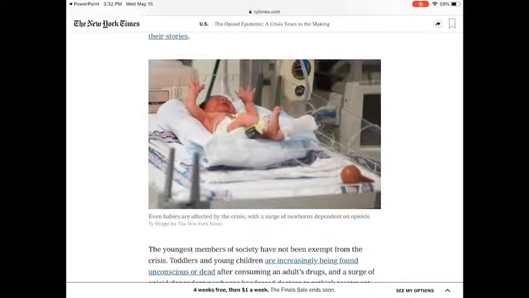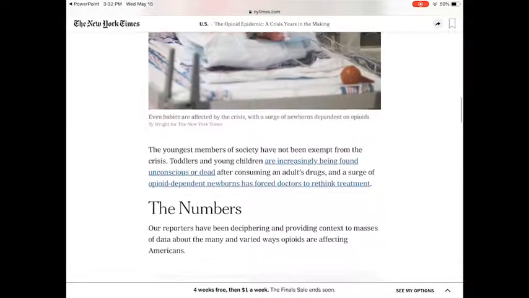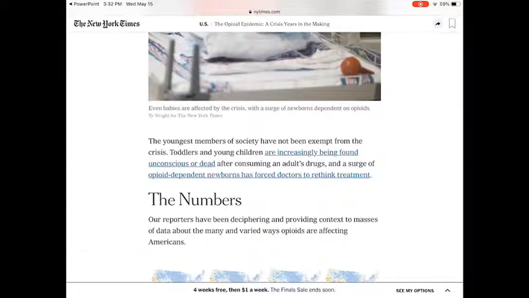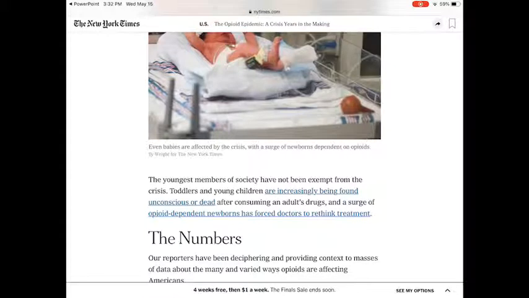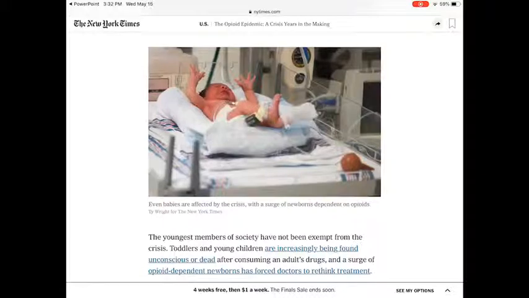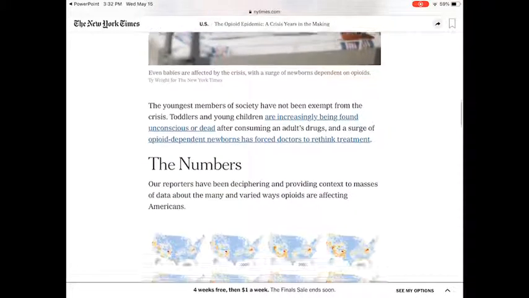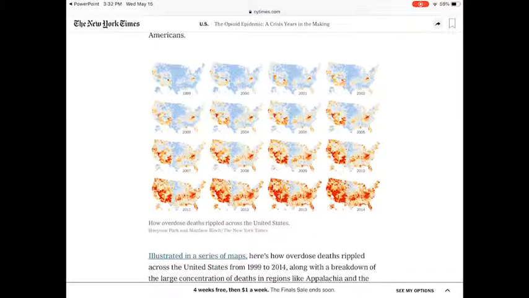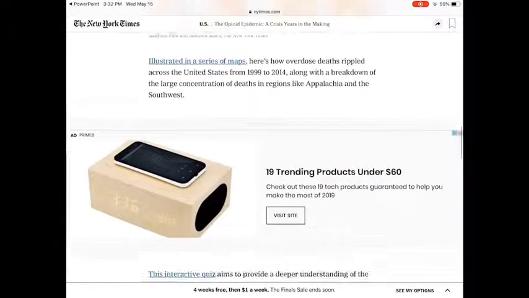Babies, neonates are a huge one, right? We're having an increasing number of babies born with opioid dependence. Also, it shows here an increasing number of toddlers, young children being found unconscious or dead after getting into mom or dad's drugs. This map is a really great one where the red is the major overdose deaths, and in 1999 there were hardly any bits of red in our country, and then it's just dramatically increased over the last 20 years. We'll go through some more maps in a minute.